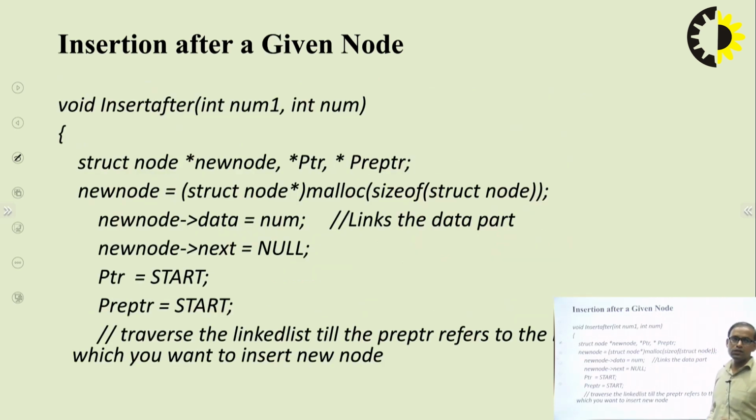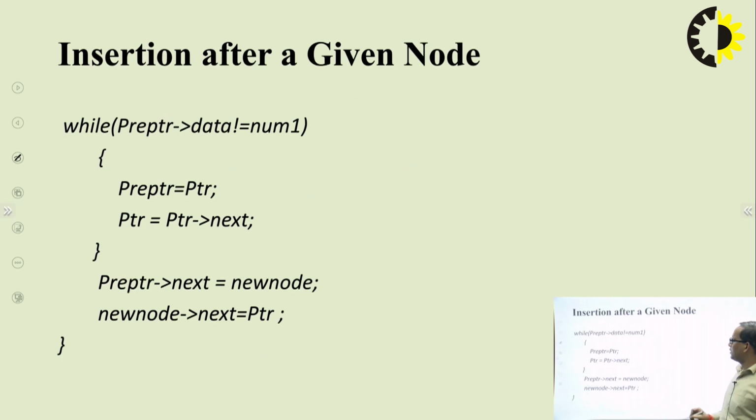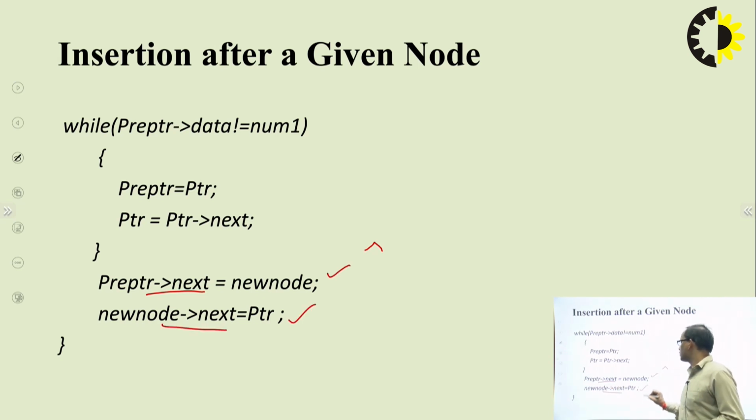Again, this is the pseudocode or syntax. Pre-ptr is equal to ptr. This is basically to reach the destination node after which we are going to insert the new node, and this is the syntax: pre-ptr next is equal to new node and new node next is equal to ptr.